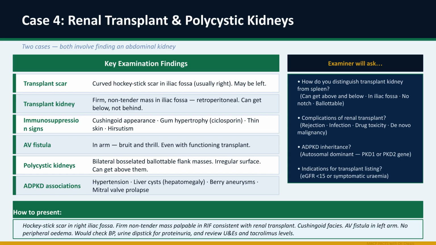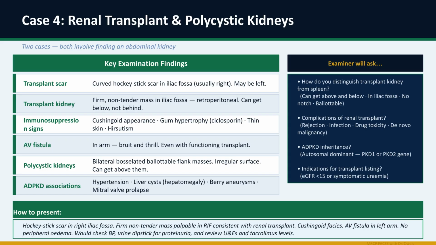Look for signs of the underlying cause of renal failure: diabetic stigmata, peripheral neuropathy, retinopathy, lipodystrophy, hypertensive retinopathy changes, signs of autoimmune disease. Look for signs of immunosuppression: Cushingoid appearance from steroids, thin skin, bruising, hirsutism, gum hypertrophy from cyclosporin.